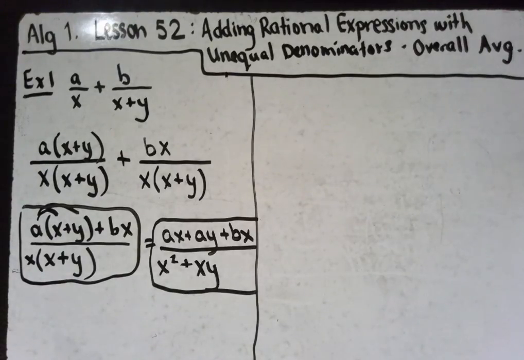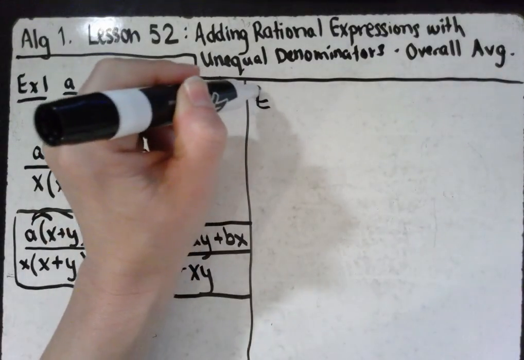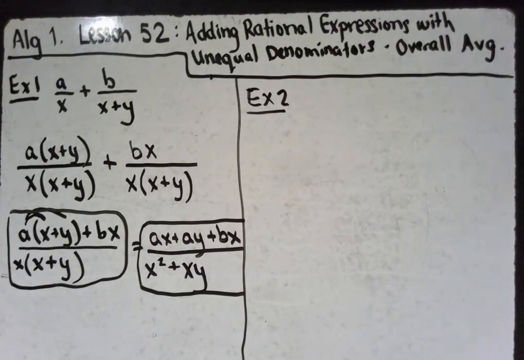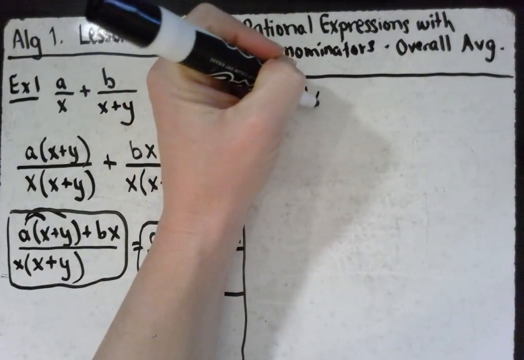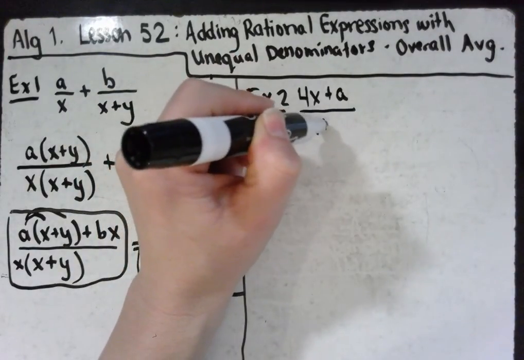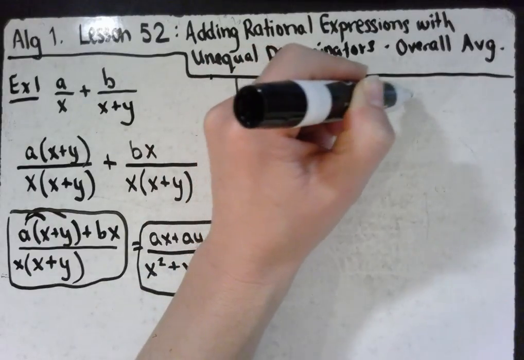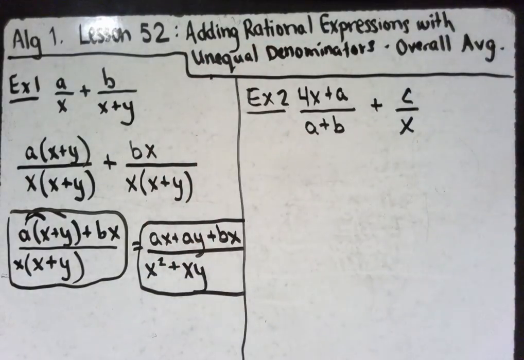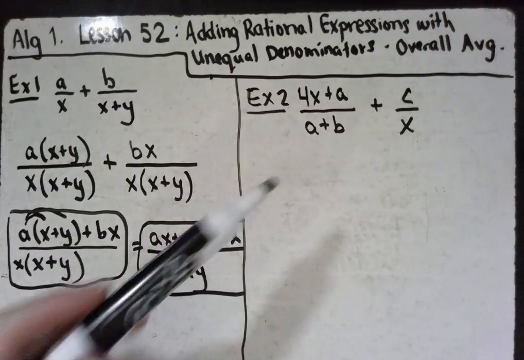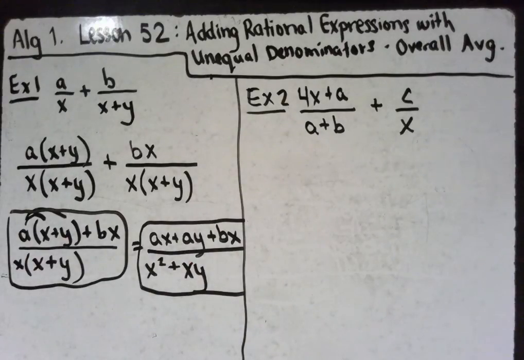So let's do a second example. Example 2. Now you can try this one on your own. I'm going to give you two rational expressions, so 4x plus a over a plus b plus c over x. So first, try to find the common denominator by multiplying the denominators, and then remember to multiply the numerators by the same thing you multiplied by the denominators, and then see if you can simplify it a little bit. So go ahead and pause the video.